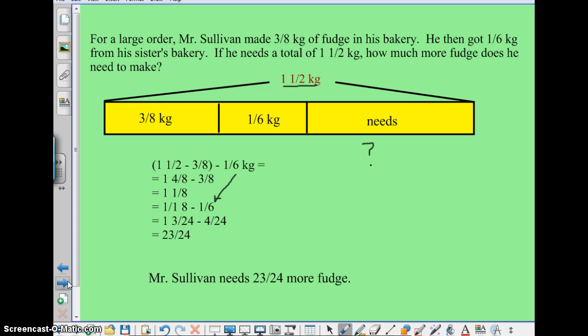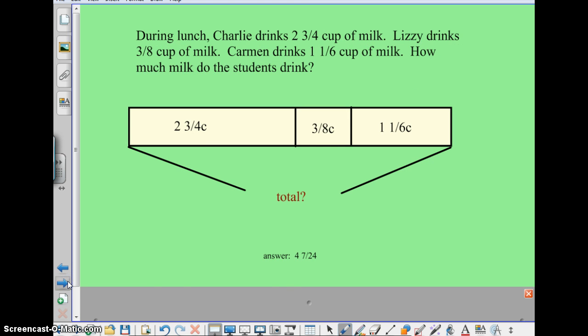Now the next type is where you know everything and you want to know how much the total is. So I'm adding this up. Hold on a second. No, yes, okay. So 2 3/4 of a cup of milk is Charlie. Lizzie is 3/8 and Carmen is 1 1/6. So how much do they drink all together? I just have to add them up, and my answer is 4 and 7/24.